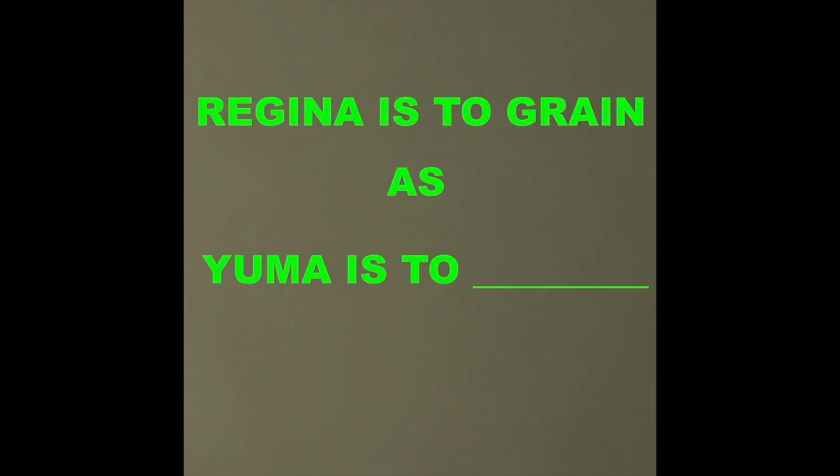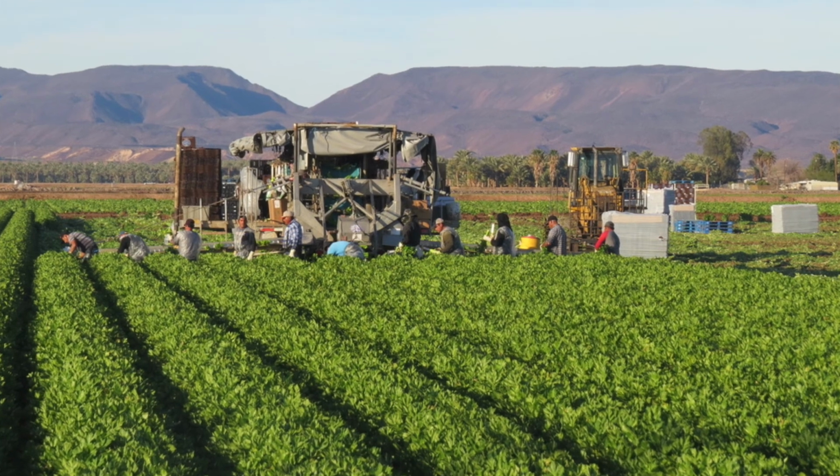We've got another one here. Regina is to grain, as Yuma is to, what do you think? Remember, we are looking for an agricultural crop or product, because Regina is to grain as Yuma is to what kind of a crop? This might help you with the answer.